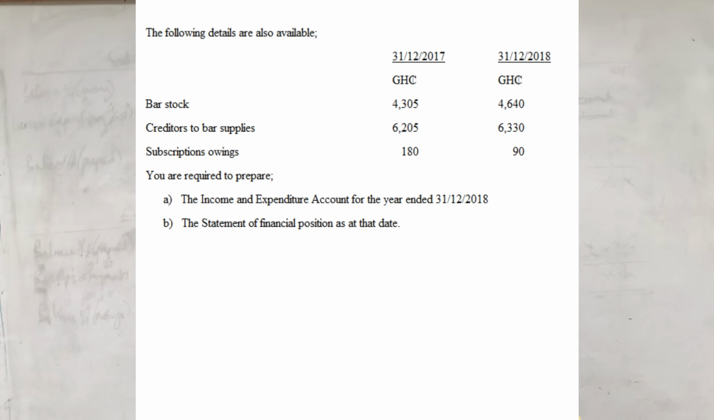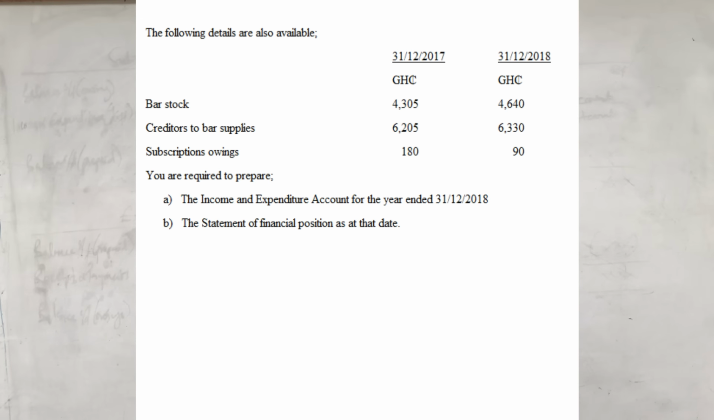The following details are also available. So we have the list of balances, just 3 of them, opening and closing. We have bar stock, opening stock to be 4,305, and then closing stock to be 4,640. We have creditors for bar supplies, that is creditors for the purchases that we made for the bar: 6,205 for the opening, 6,330 for the closing. And then finally we have subscription owing. Opening balance is 180 Ghana cedis and closing balance is 90 Ghana cedis.